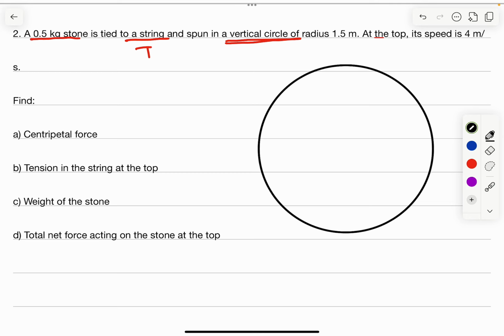They say the radius is 1.5 meters. At the top, which means they are talking about here. At the top, key point, its speed is 4 meters per second. Let's assume it's going in that direction. It means its speed is 4 meters per second.